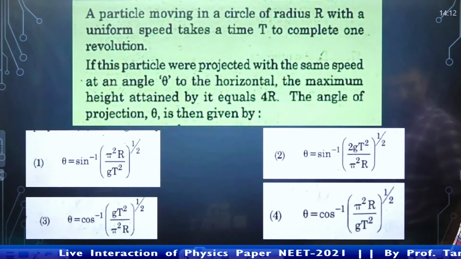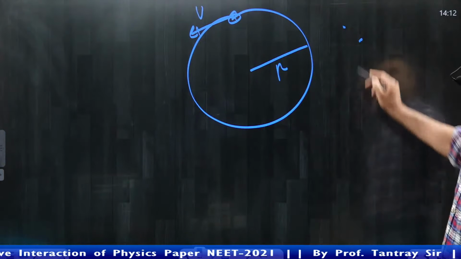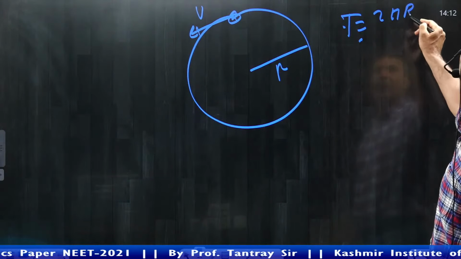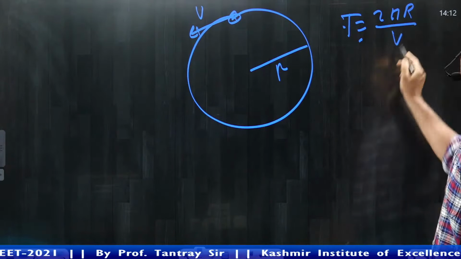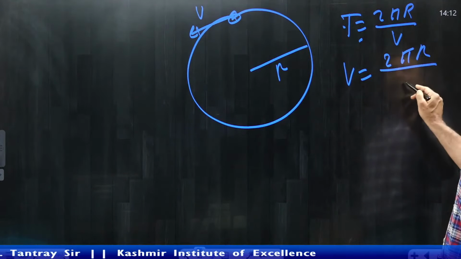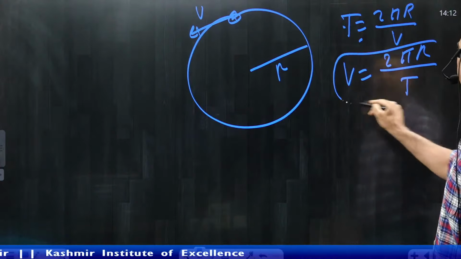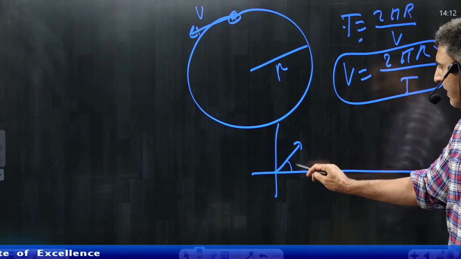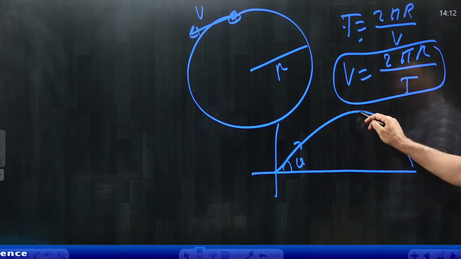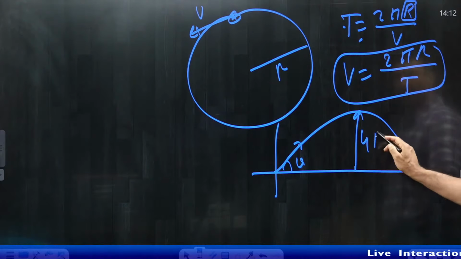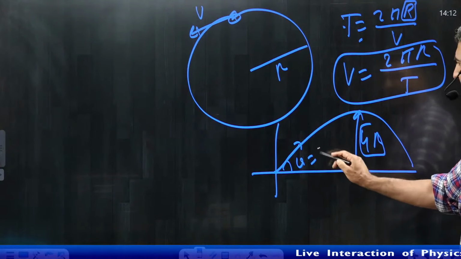So, time period is 2 pi r by speed. Speed is equal to 2 pi r by t. Okay, I have found the speed. Now I am projecting a particle at an angle theta so that it goes somewhere, but vertical height is 4 times this radius. I have to find what this theta is equal to.